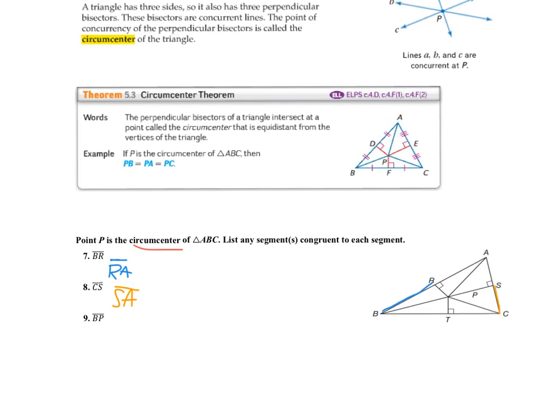Finally, BP. If point P is the circumcenter of triangle ABC, then point P is equidistant from each vertex of this triangle. So segment BP has the same measurement as PA and PC. All right.